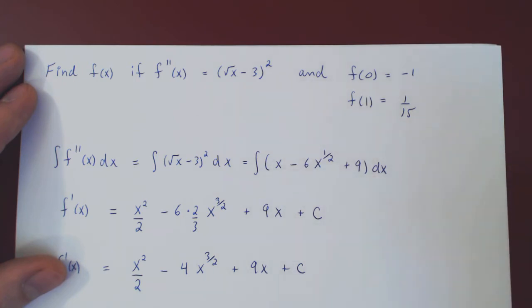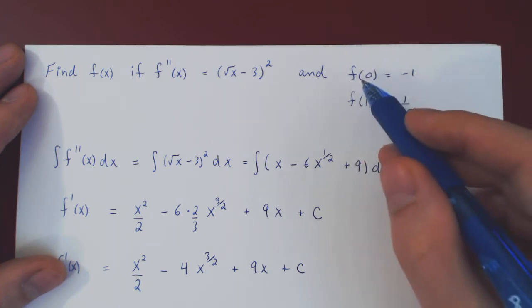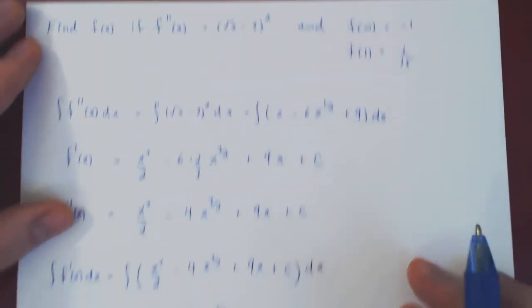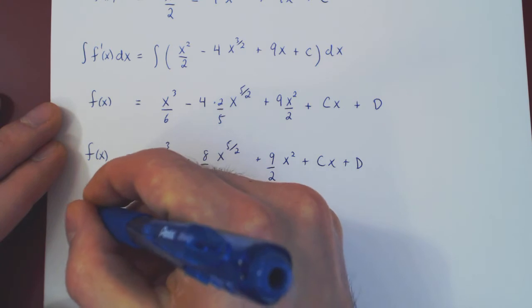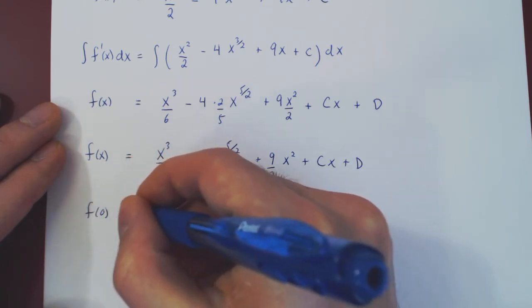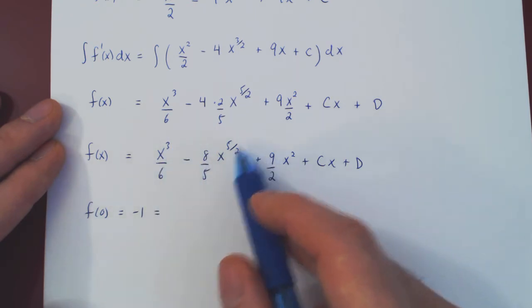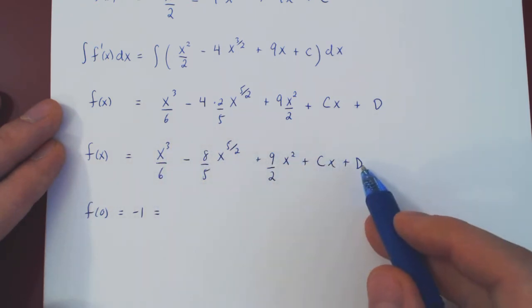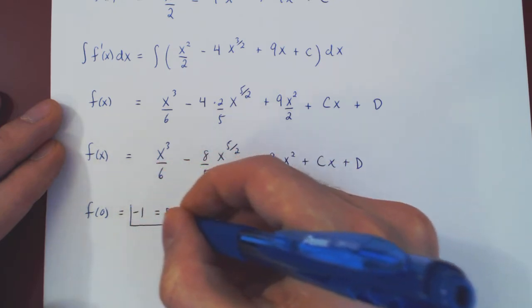As we have two constants, we'll need two equations, which will be given by these two conditions. Let's use the first one. f of 0 is negative 1. So let's plug in, replacing x by 0. This will be 0, 0, 0, 0, and we're left with simply d. And so d is negative 1.